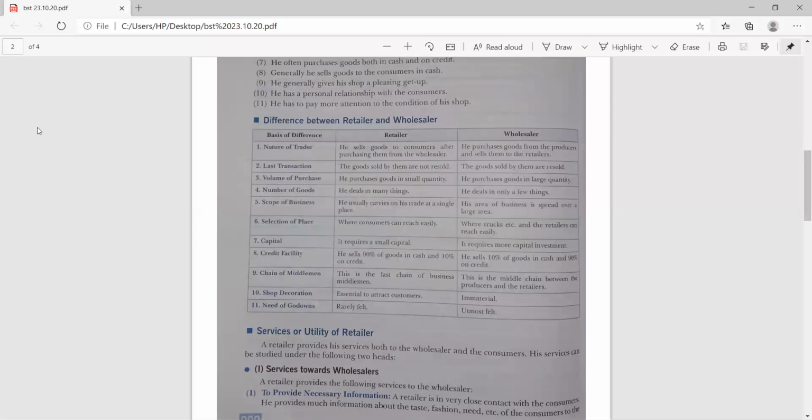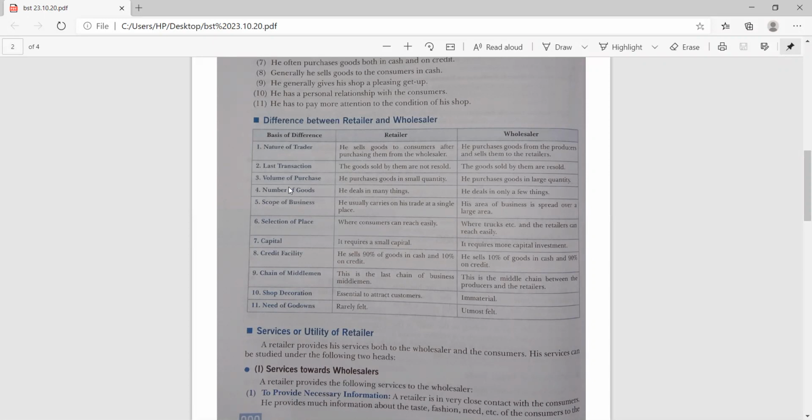So again and again I'm telling you, whenever a difference is given, now you are in 11th class, differentiate each and every concept on the basis of difference. Without a basis of difference, don't do any distinction. Don't prepare any difference of the concept without a basis. Suppose you are doing the difference between retailer and wholesaler, what to do in that case? You have to do it on the basis of these bases.